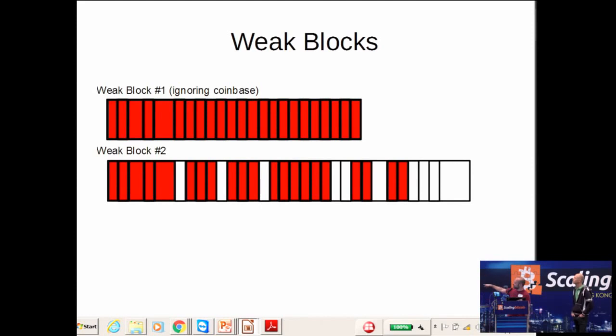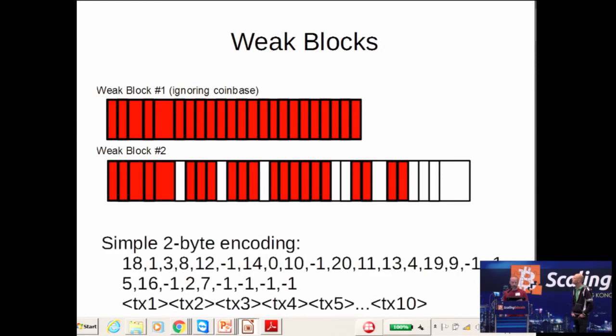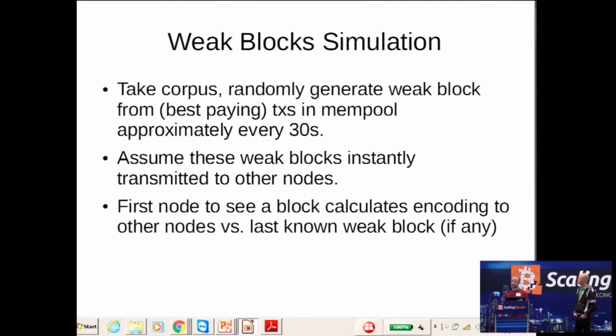So here's weak block number one, weak block number two, we're ignoring the Coinbase, and you can see it's basically the same thing with some more transactions tacked in. Assume a simple two-byte encoding. This is the dumbest thing you could possibly do, which is basically you say, okay, this weak block is the previous weak blocks' transaction number 18, number one, number three, et cetera. And then you tack the ones that it didn't include before on the end. So we assume basically a two-byte overhead per transaction.